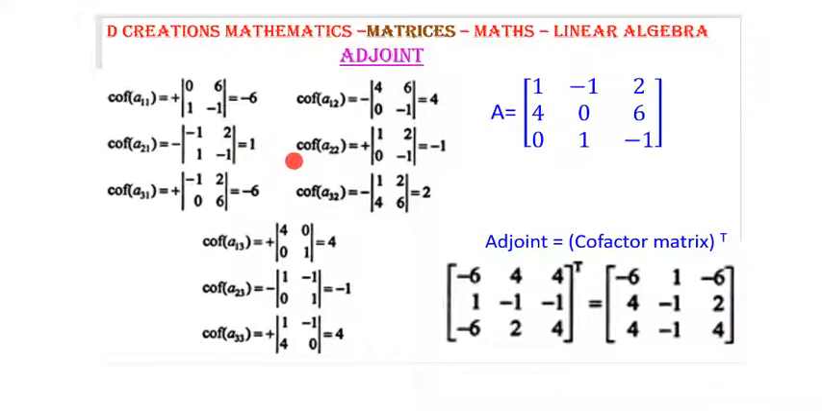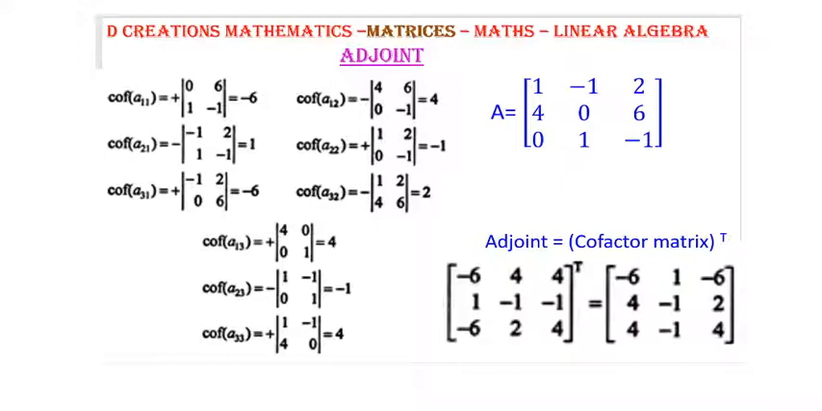Now let us go to element A22. Here the sign is not going to change because the addition of 2 plus 2 is 4, and minus 1 raised to an even number would be plus 1. So exclude row 2 and column 2. What are you left with? 1, 2, 0, minus 1. Simple. This product is 0. So just minus 1. Isn't it very easy and isn't it fun doing this?